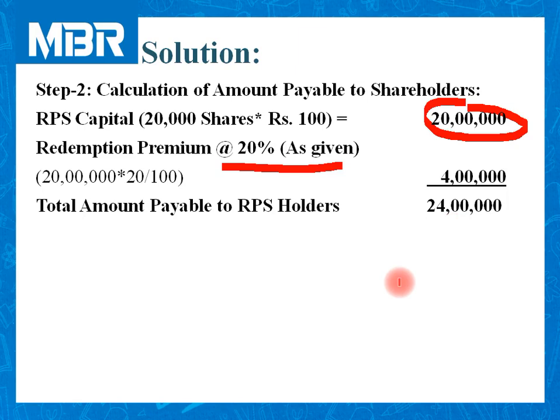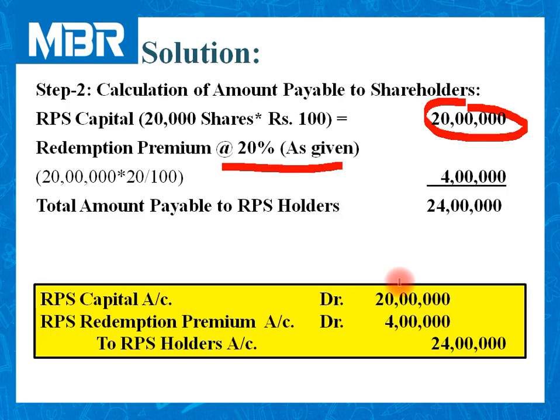This is the routine procedure that we are following right from the first question of our chapter. So nothing is new in this. Let us pass the journal entry for this transaction. RPS capital account debited 20 lakhs. RPS redemption premium account debited 4 lakhs to amount payable to RPS holders credited to RPS holders account 24 lakhs. We will pay this amount during step number 5.